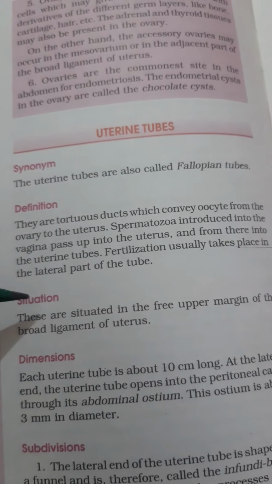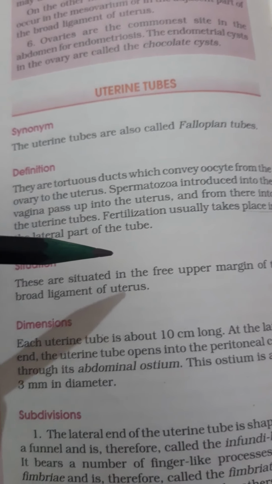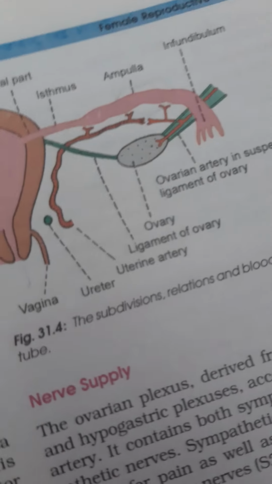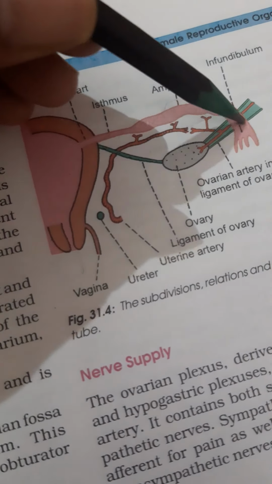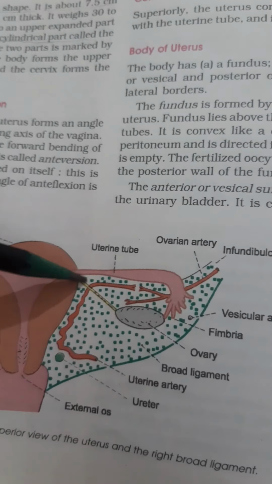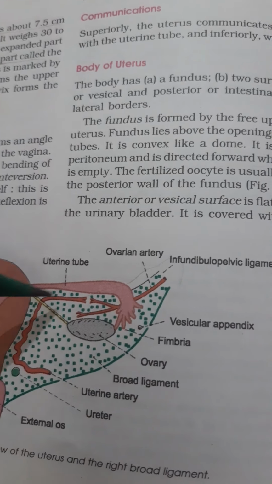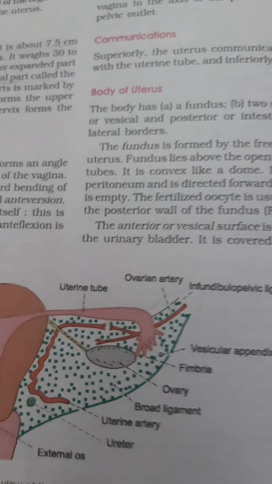Then situation, they are situated in the free upper margin of the broad ligament of the uterus. So these are the tubes. The broad ligament was here, I showed you last time. This is the broad ligament. This whole thing is the broad ligament. So they are situated in the free upper margin of the broad ligament of the uterus.